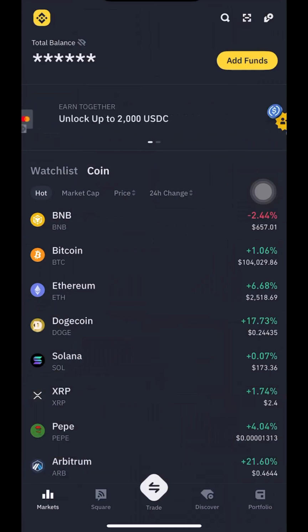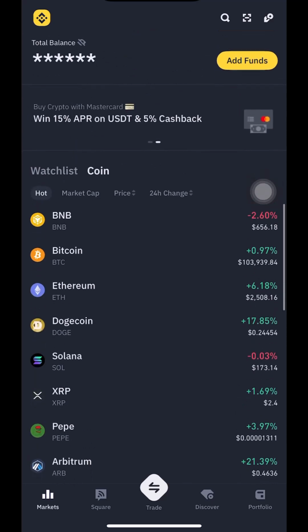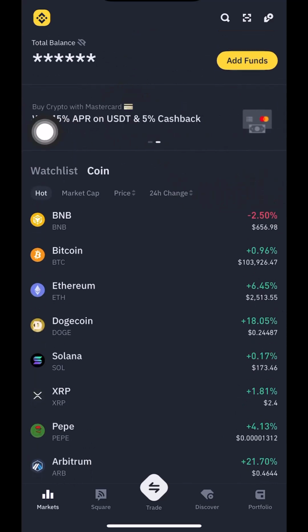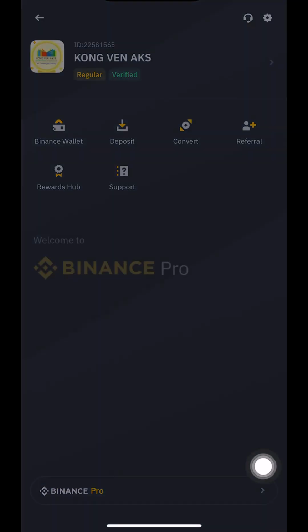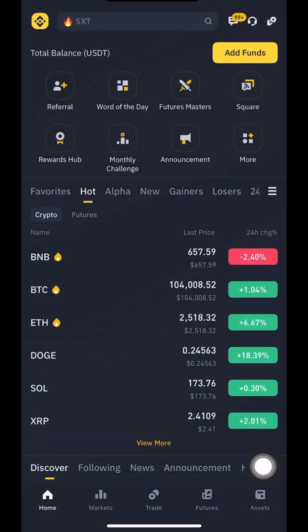In this video, I'm going to show you how to trade spot. Spot is very easy to trade. So if you are using Binance Lite, you have to change it to Binance Pro. Click here and then click on Binance Pro. Now it is going to change to Binance Pro.